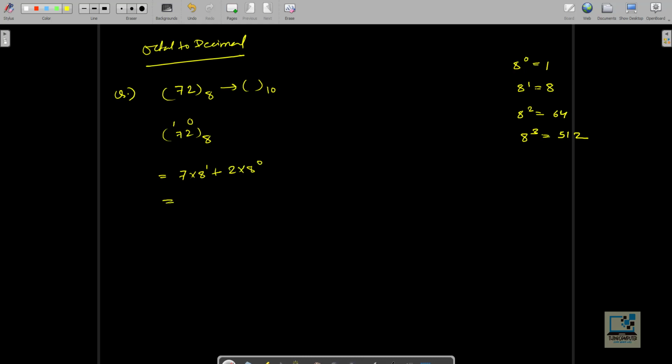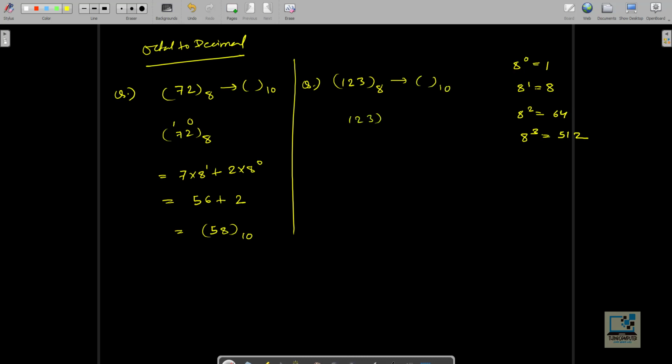7 8s are 56. 8 to the power 0 is 1, 2 into 1 is 2. Adding up, you get 58 base 10. Let's see one more question. Suppose the number is 123, that is 123 base 8 to base 10.